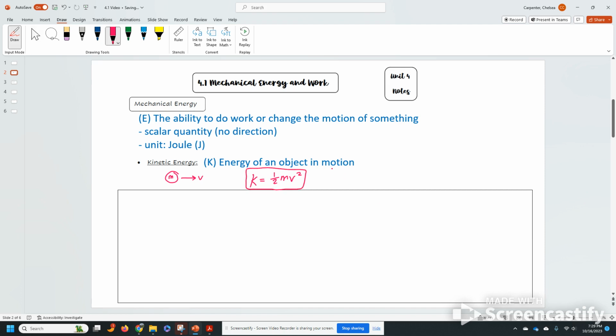And then if we have multiple objects and we wanted to know the total kinetic energy, so for a system of objects, to find the total kinetic energy we just add the kinetic energies together.